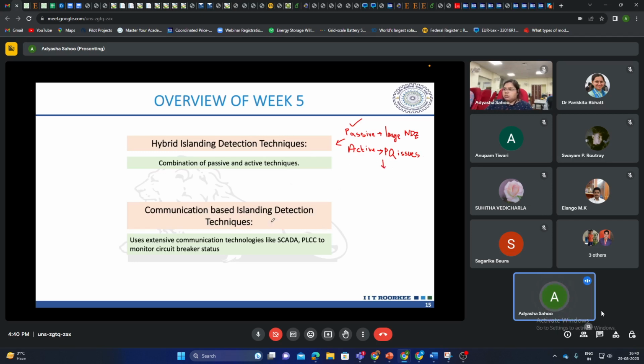Lastly, we had communication based techniques. Basically, whenever there is a loss of communication, it will detect the islanded condition. But these are very costly methods.